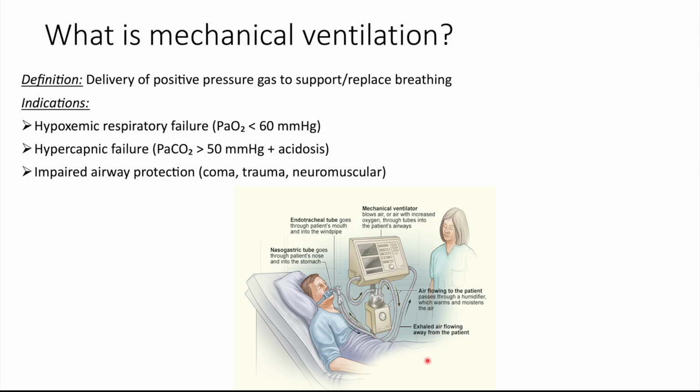Then the second one is hypercapnic respiratory failure. Examples are COPD exacerbations, then asthma crisis, then neuromuscular diseases. Then the third reason is airway protection, which is impaired airway protection like coma, trauma, and neuromuscular paralysis. So in these cases, ventilation is life saving.